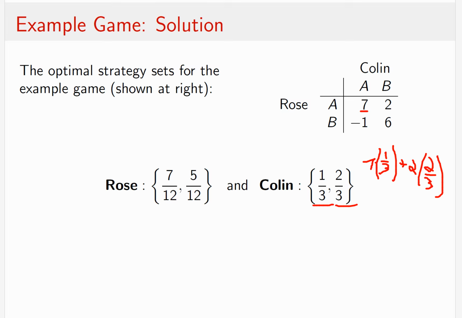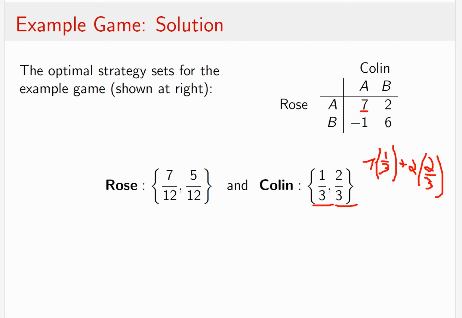And if you think about that, that's 7 times 1 plus 2 times 2, that's 11 over 3. So the value of this game is 11/3. Now, it should also be true that if we check another expected value, we should find the same thing.